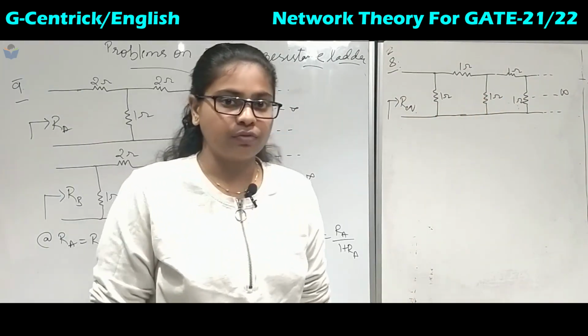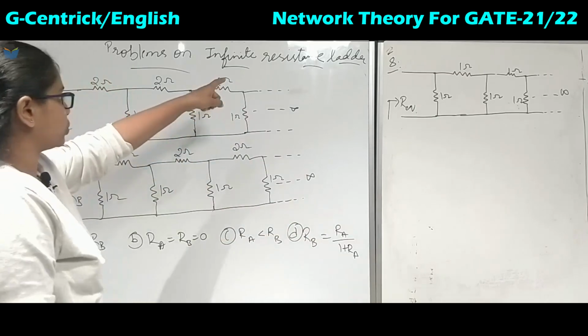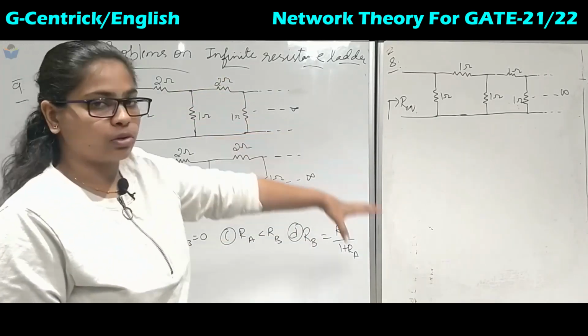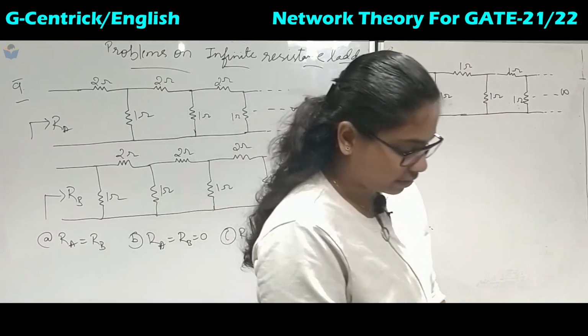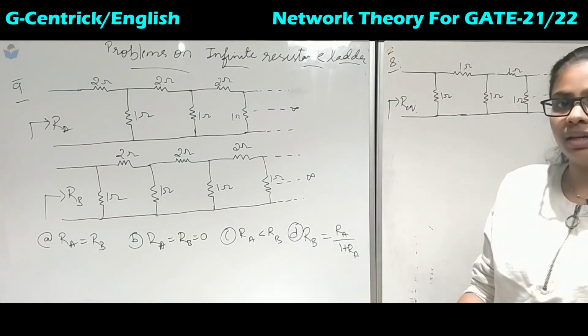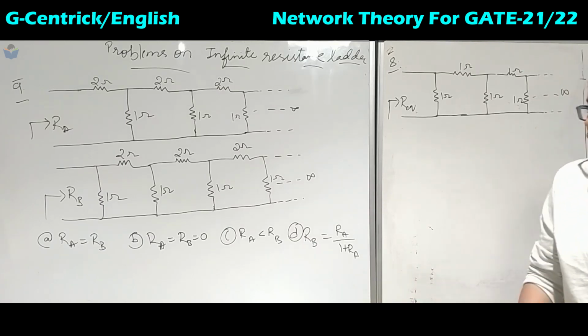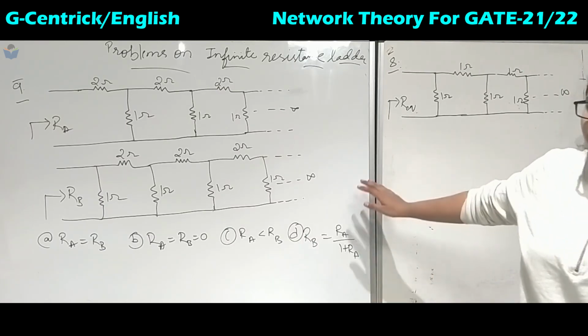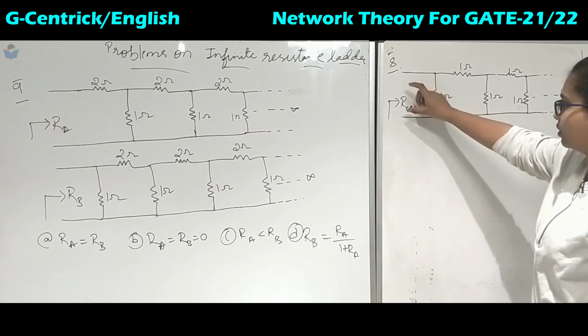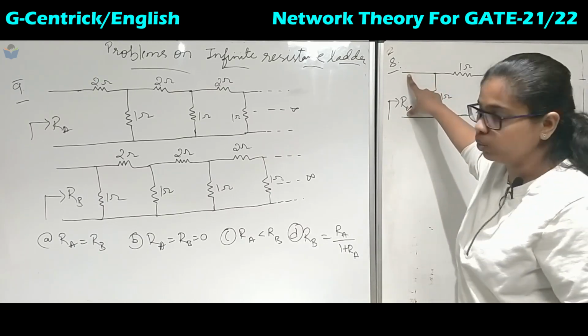So in this lecture, what we will see is the problems based on the infinite resistance ladder. If you have seen these types of problems, they have come in GATE exams. So we will try to understand how to solve this, what the hint is, and what type of symmetry we need to find. If you observe this 8th problem, they have asked to calculate the R equivalent at these 2 points.